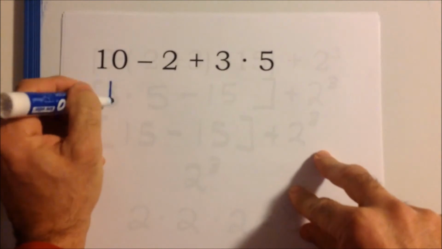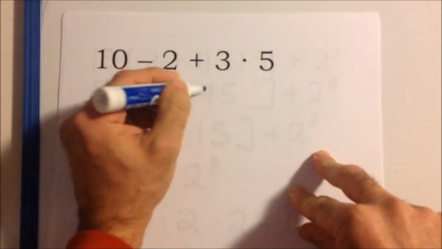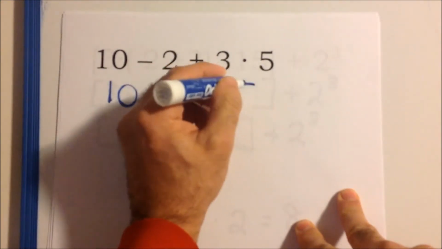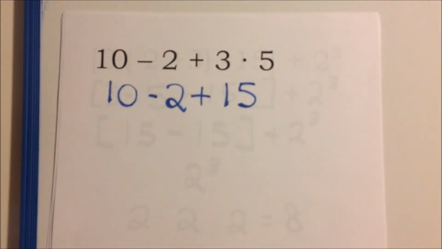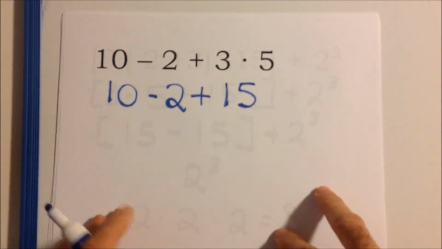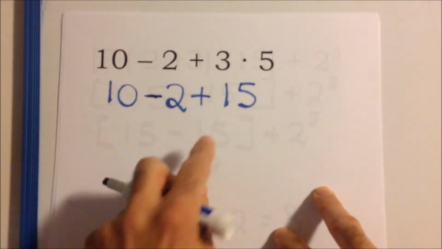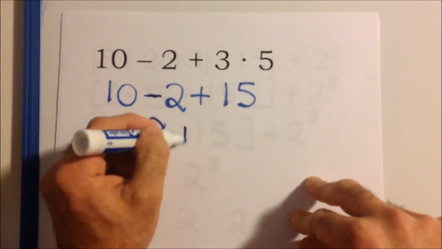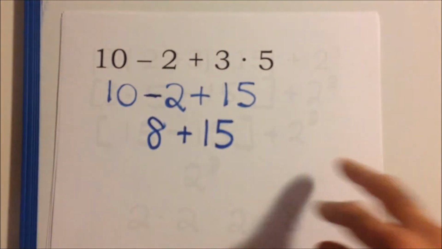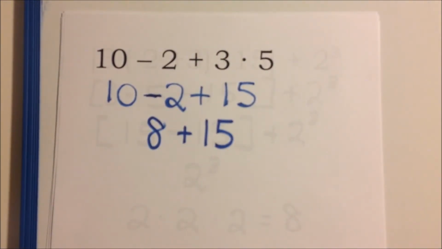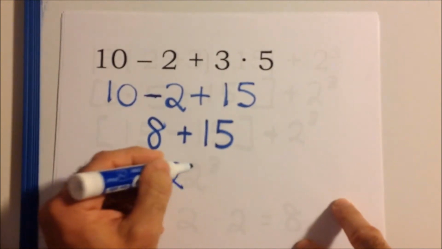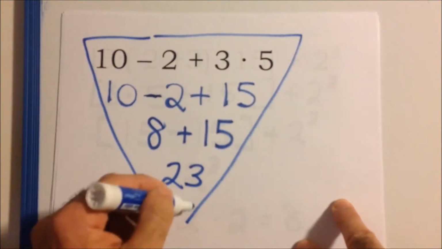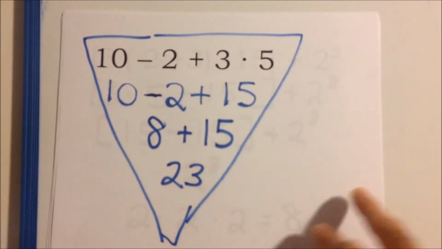Okay, so we're going to have 10 minus 2 plus, we have to do multiplication first, 3 times 5 is 15. Now the next step is to do subtraction because it comes first. Now if addition came first, we would do that. 10 minus 2 is 8. Now we have 8 plus 15. And that's 23. We'll just make our upside down pizza. You should do one step at a time. That way you can check to see if you made a mistake.